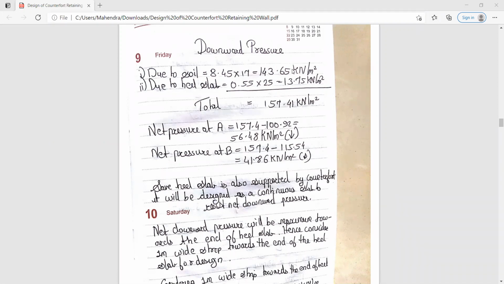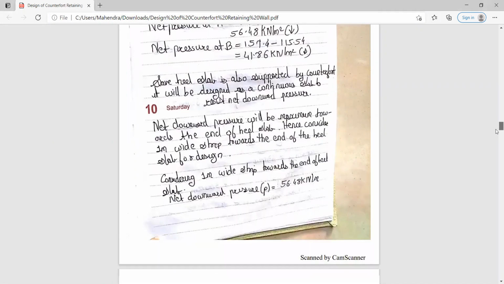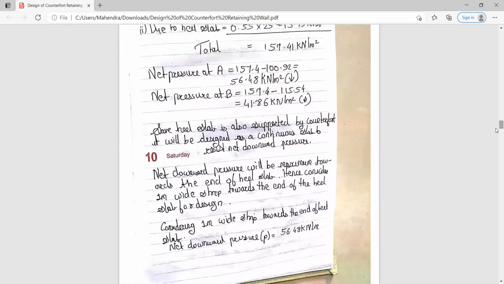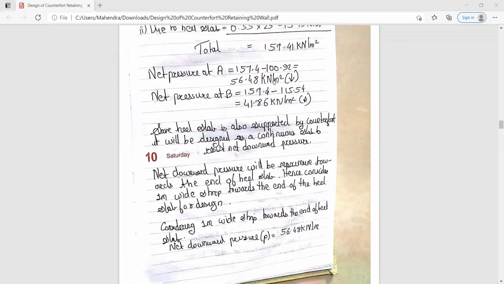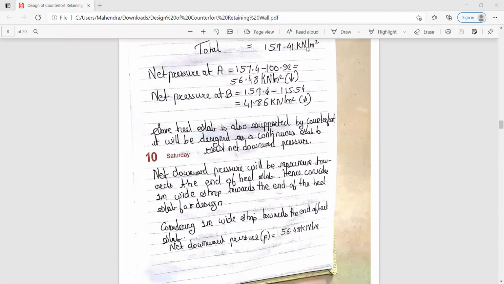Okay. So, since you know that heel slab is supported by a counterfort, it will be designed as a continuous slab in order to resist the downward pressure. So, heel slab will be designed as a continuous slab to resist the downward pressure. Whatever the downward pressure is acting upon the heel slab, it will be considered as a continuous slab. So, net downward pressure will be maximum towards the end of the heel slab.